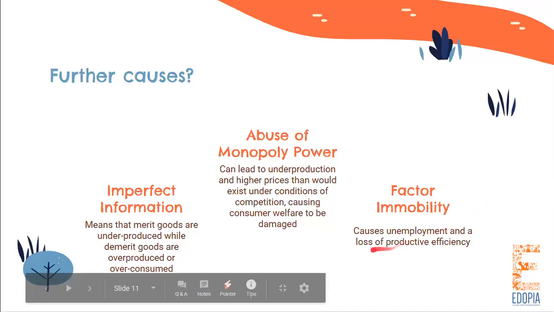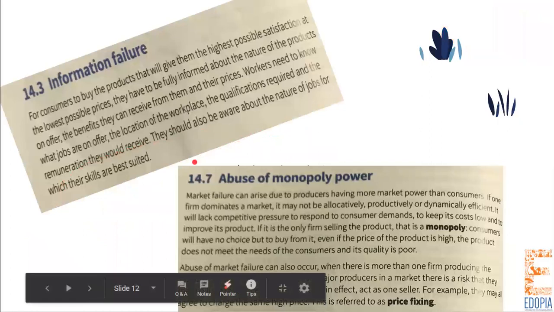Factor immobility. Factor immobility is when the four factors of production are not able to move from one place to another, which causes unemployment and productive inefficiency. There's a further explanation of information failure and abuse of monopoly power that I've extracted from the book.